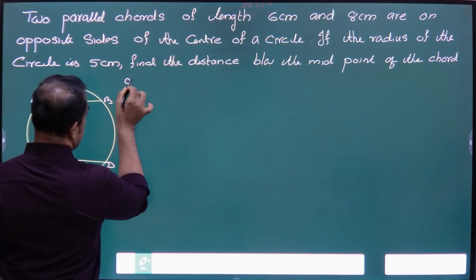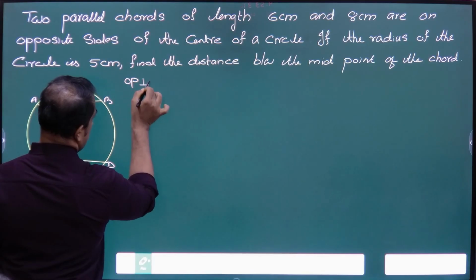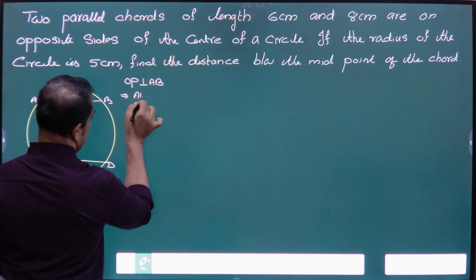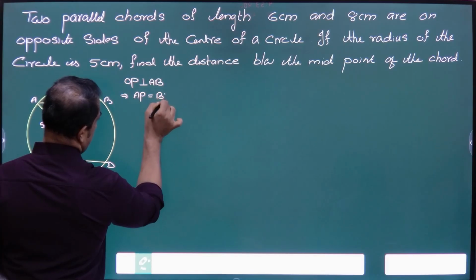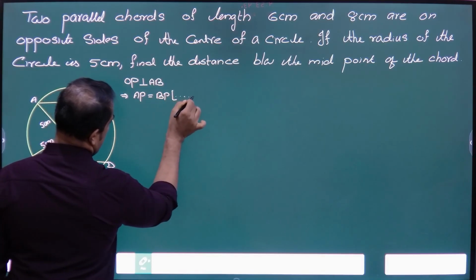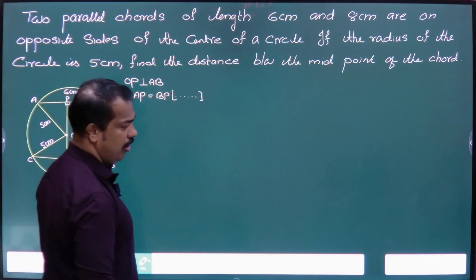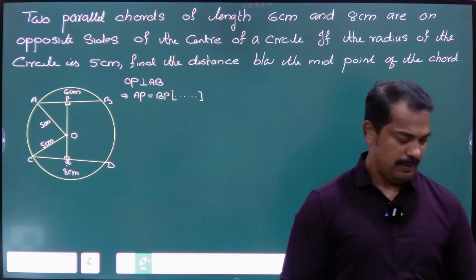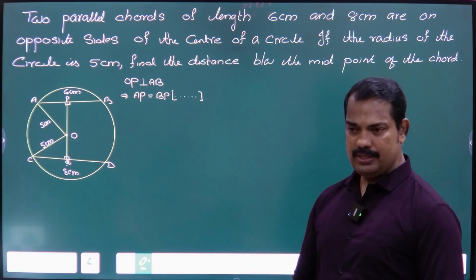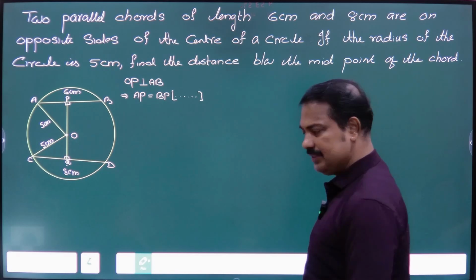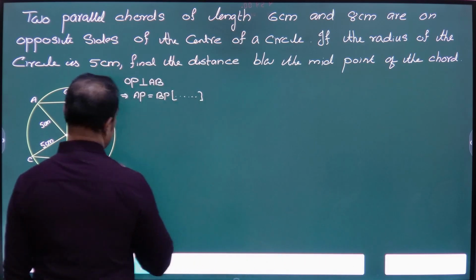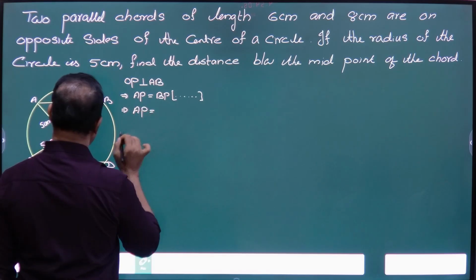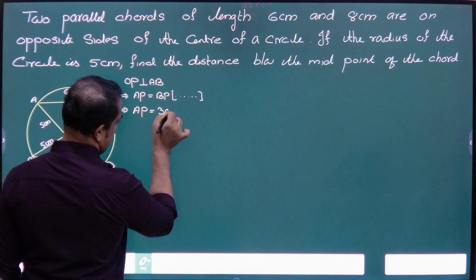OP perpendicular to AB implies AP equal to BP. Right, the theorem in brackets: perpendicular from the center to the chord bisects the chord. Implies AP is equal to half of AB, that is 3 centimeter.